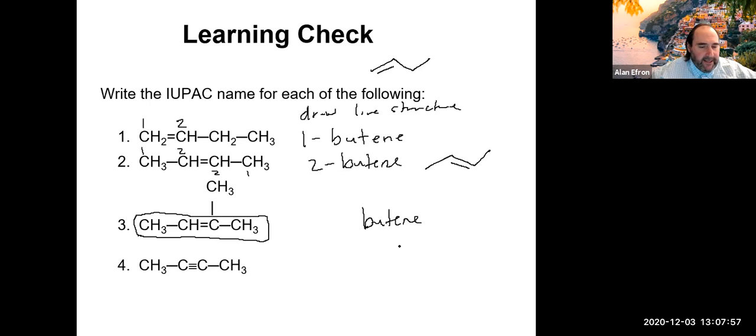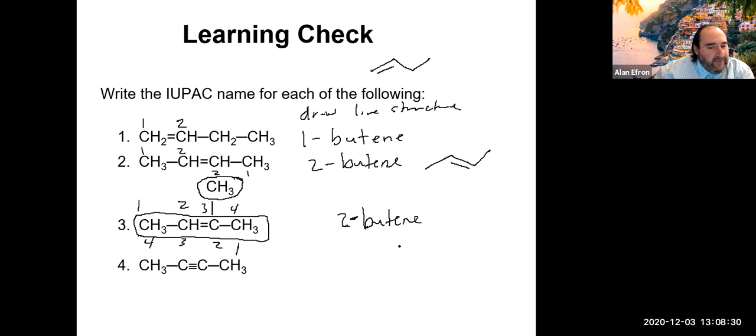Now, in this particular case, if we numbered 1, 2, 3, and 4, in terms of the double bond, it does not make a difference which way you number. The double bond is always going to hit carbon 2. So sometimes you get a tie, if you will, for the double bond. It doesn't really matter, but the next important thing would be the group.